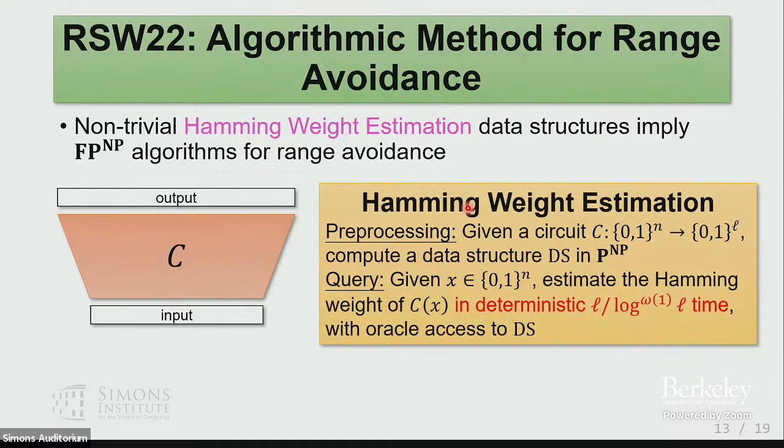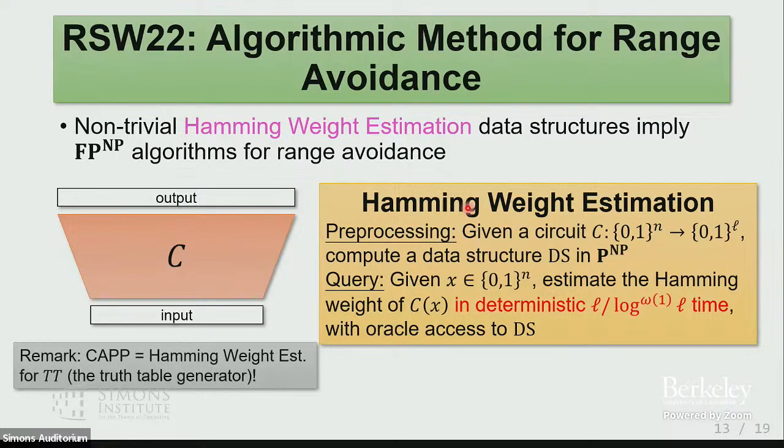It has a preprocessing phase and a query phase. During the preprocessing phase, you receive the circuit, you compute the data structure, and you have an NP oracle. And in the query phase, you are given an input of this circuit. You want to estimate the Hamming weight of C(x). That is, estimate how many output bits are 1 given this input. But you want to do it in non-trivial query time, which means deterministic time less than L, where L is the output length. Of course, you have oracle access to the data structure. Otherwise, I think it's impossible for general C.